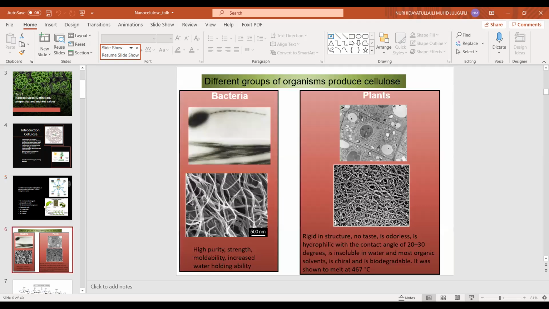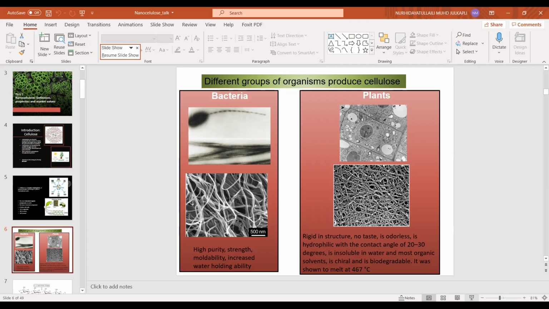As I highlighted, cellulose can come from bacteria and also plants. What makes the difference between bacterial and plant cellulose is their purity and strength. Cellulose produced by bacteria is normally used in food processing as viscosity enhancers or thickening agents, because it's highly pure and highly strong due to its fibrous structure, and it can increase water holding ability. Cellulose produced by plants has high strength and is more rigid because of the interhydrogen bonds between the cellulose polymer chains.